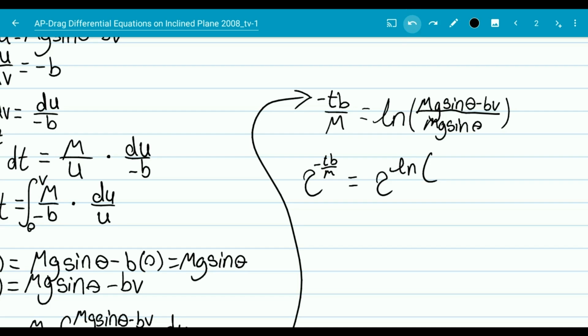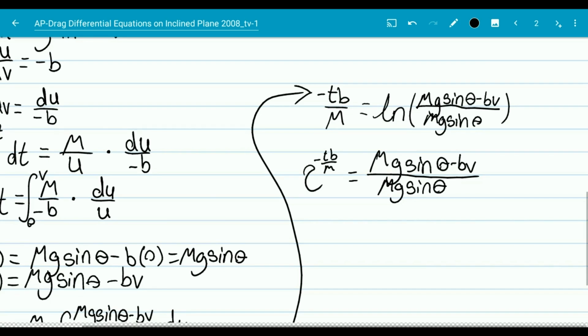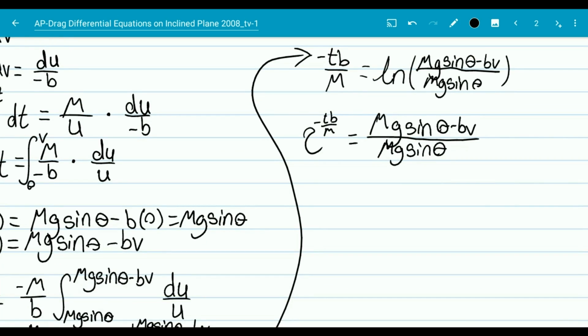And so that's going to bring down so that we just have (mg sin θ − bv) over mg sin θ. Finally, what we're going to do is multiply mg sin θ by both sides to isolate mg sin θ minus bv. When we do that, we get mg sin θ e to the negative tb over m has to equal mg sin θ minus bv.